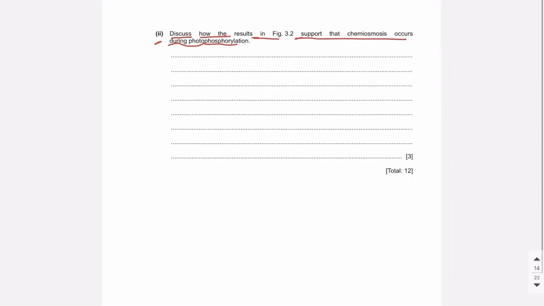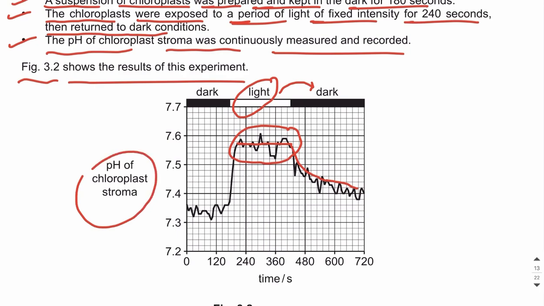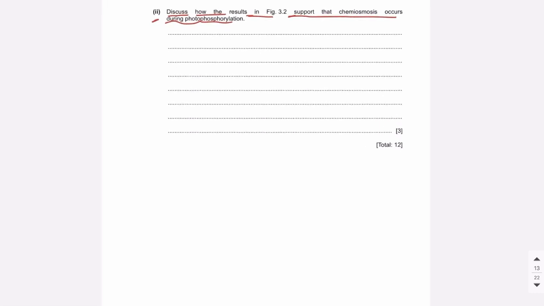Discuss how the results in figure 3.2 support that chemiosmosis occurs during photophosphorylation. So guys, photophosphorylation occurs during light. You need to know, and you already know this, that photophosphorylation occurs during light. And the results over here show that in light, pH of the stroma rises. So how does this support chemiosmosis during photophosphorylation?